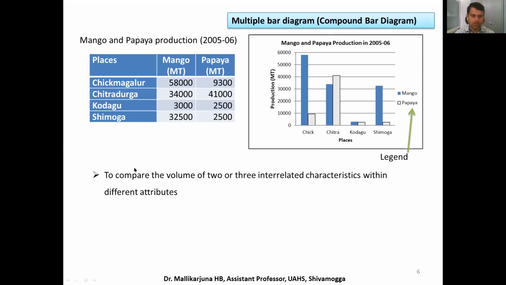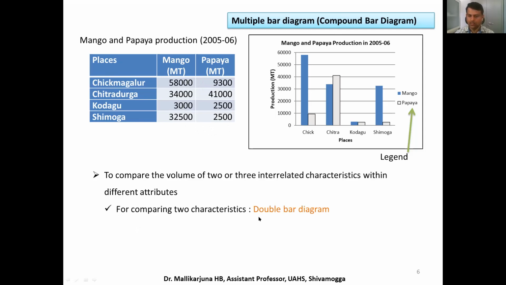This diagram we can use to compare the volume of two or three interrelated characteristics within different attributes. So within different attributes, different places, two or three characteristics. Here only two characteristics. Mango is one characteristic, papaya is another characteristic. These are the volume or value with respect to production.